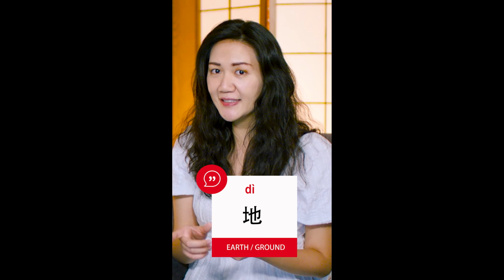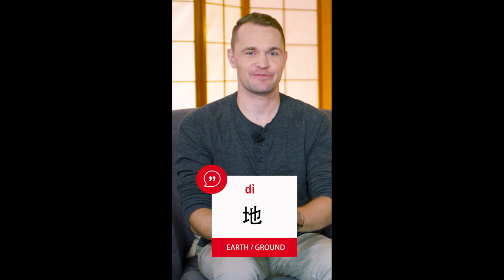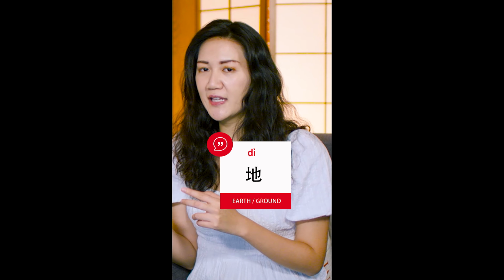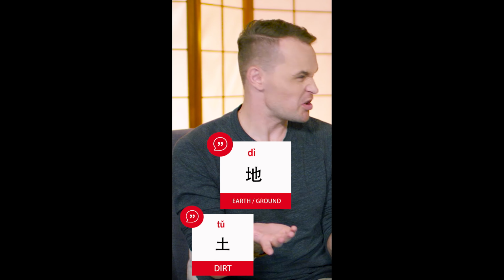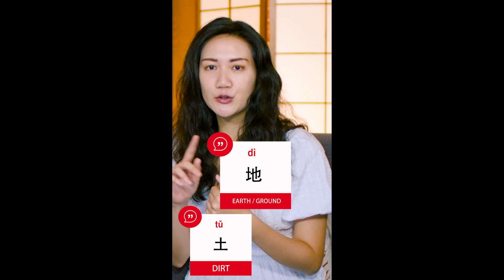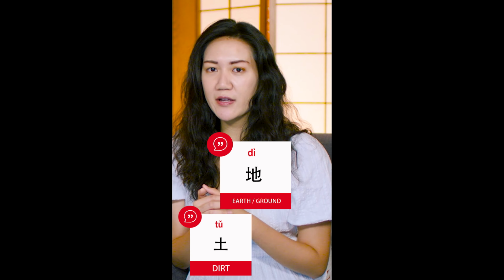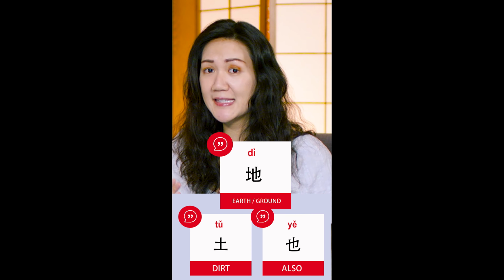In today's character mind map, we'll talk about the character 地, which means Earth or ground. Okay, now here, let's break down this character. On the left side, we have that character 土, which means soil and dirt. Soil, dirt, mud, 土. Now, on the right side, you might recognize this character 也.